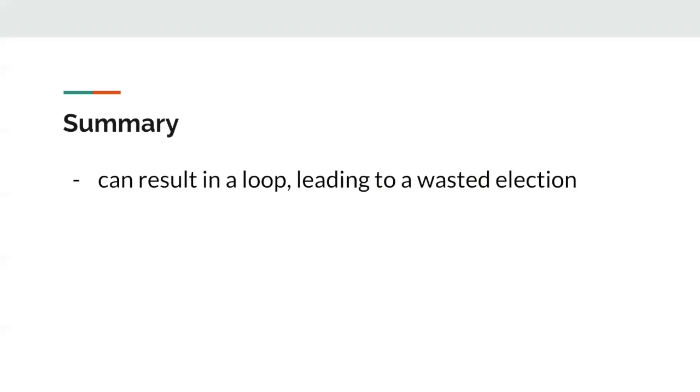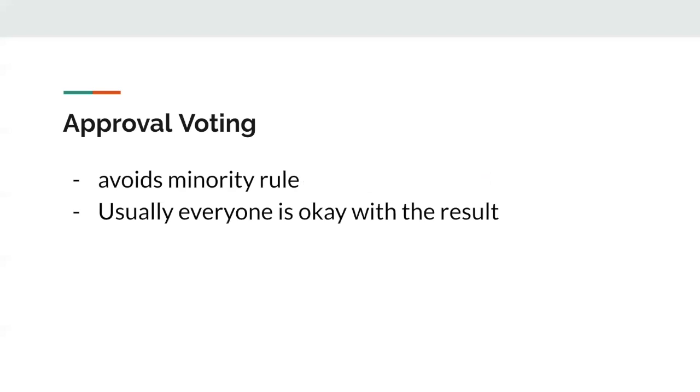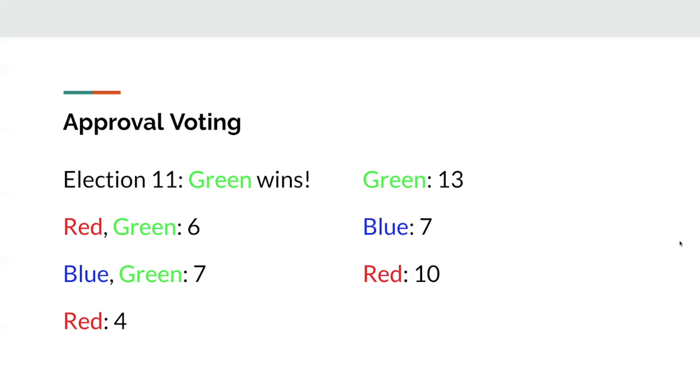The final system we will look at here is approval voting. Each voter approves or disapproves of every candidate, and the candidate with the most approval wins. In theory, this should prevent a disliked candidate from winning. So, where each line represents the candidates that the voters approved of, green has 13 votes and wins. Most people are okay with green.